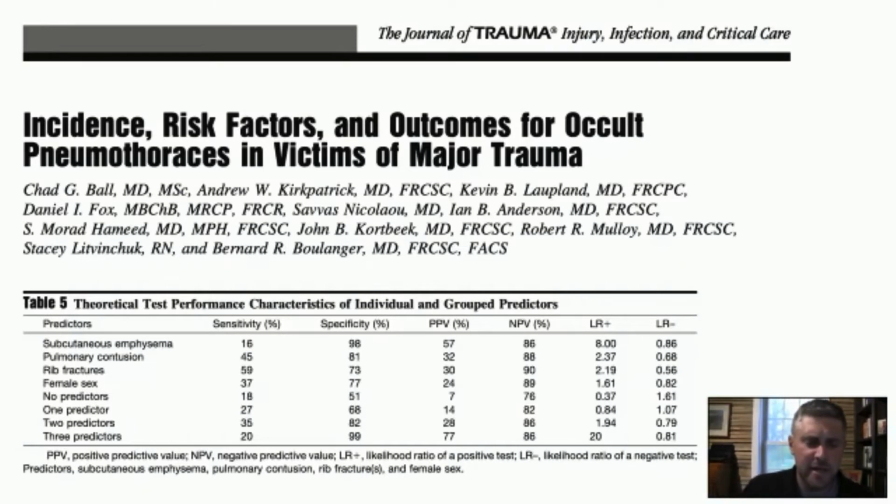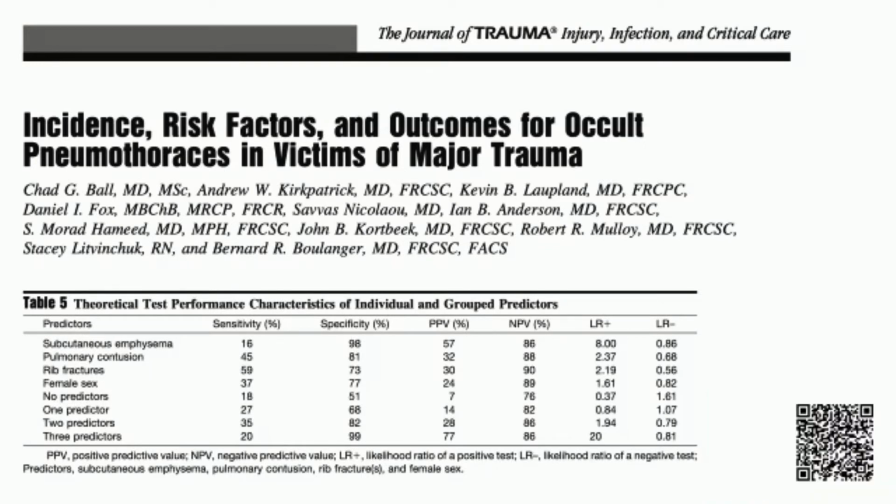But basically, what they're looking for is risk factors for occult pneumothorax in victims of major trauma, right? So they're trying to find patients who have a pneumo, right? And I'll turn myself off so you can get the QR code again. They have a pneumo, right? What are risk factors for identifying that one? Like before you even get to any imaging, what are some risk factors? And one of the major risk factors, look at that very first line, subcutaneous emphysema, right? So if they have subcutaneous emphysema, the sensitivity is horrible, right?